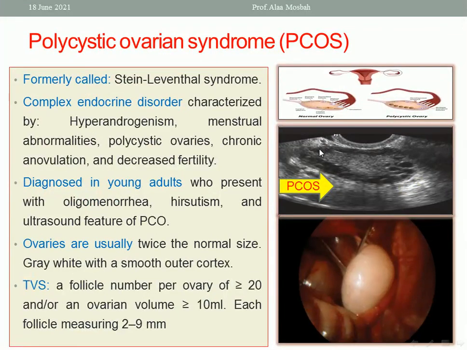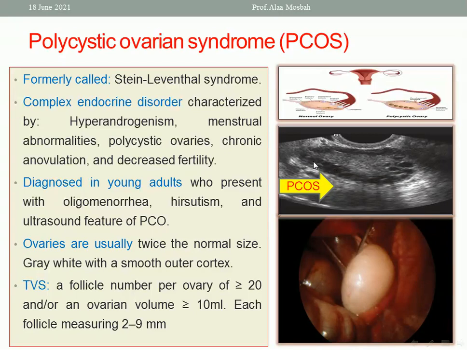What about PCOS, Polycystic Ovarian Syndrome, which was called in the past Stein-Leventhal syndrome? This is a complex endocrine disorder characterized by menstrual abnormalities, oligomenorrhea or amenorrhea, hyperandrogenism, either clinical or lab evidence, polycystic ovary morphology by ultrasound, as you see here in the picture, with necklace appearance.